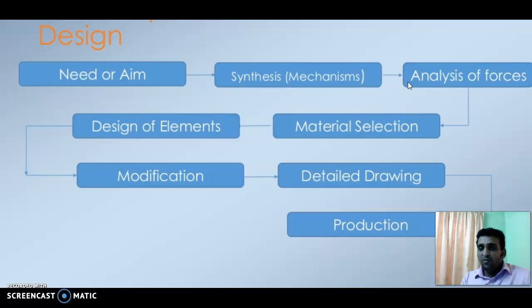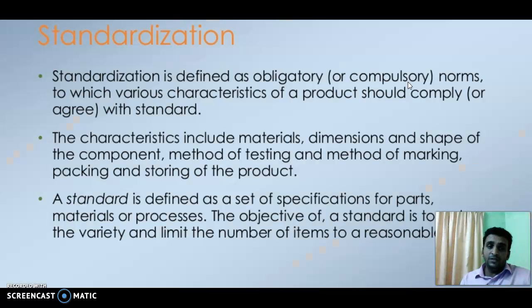So if there is any modification, we directly go for the design changes, and we have to remodify or redesign it. After that modification process is completed, we can go for a detailed drawing. Then after that we can produce it. Then next point is standardization.